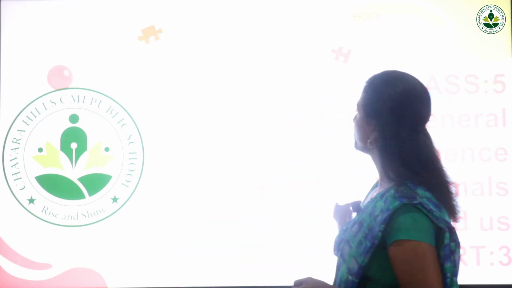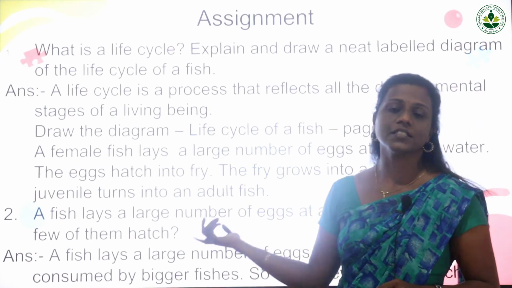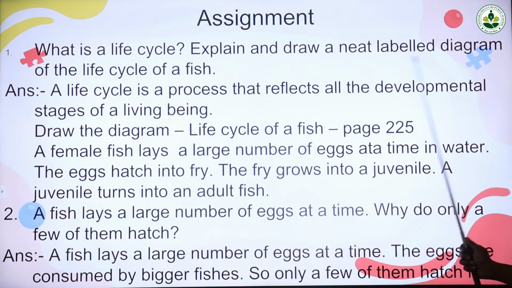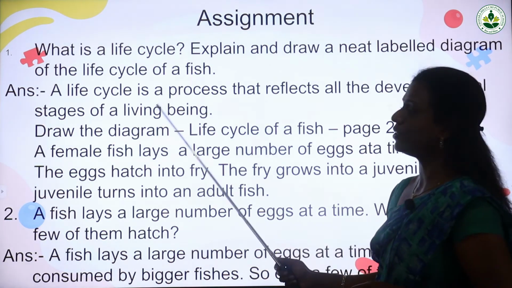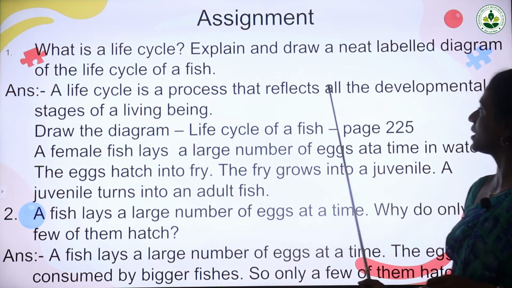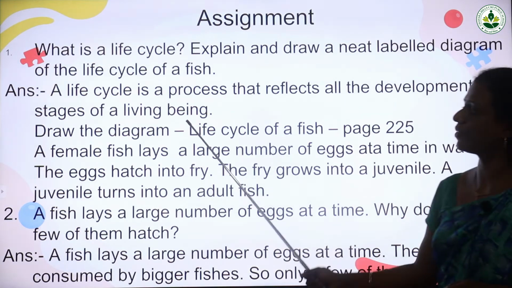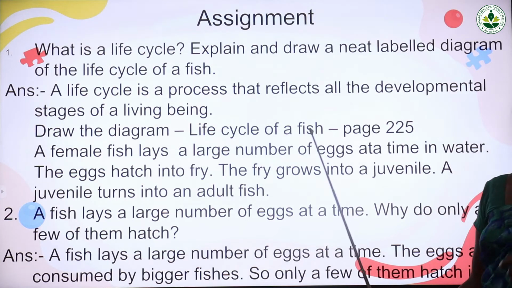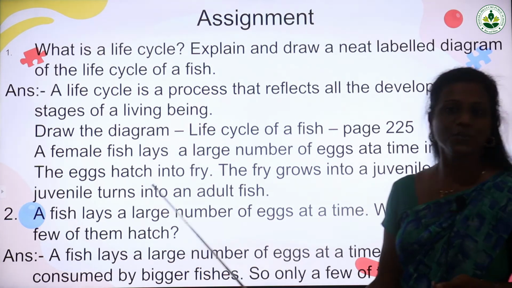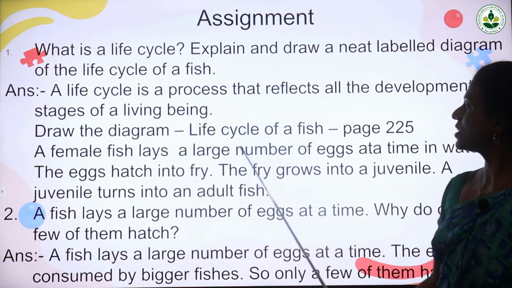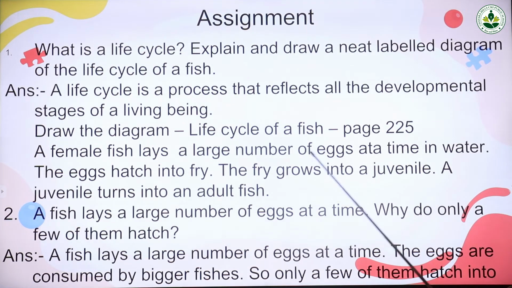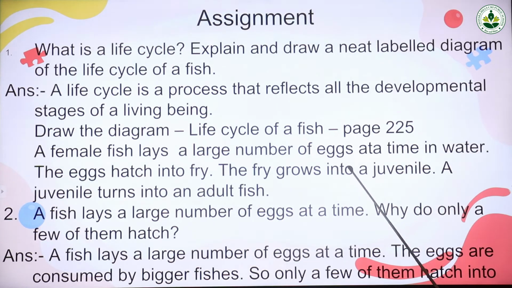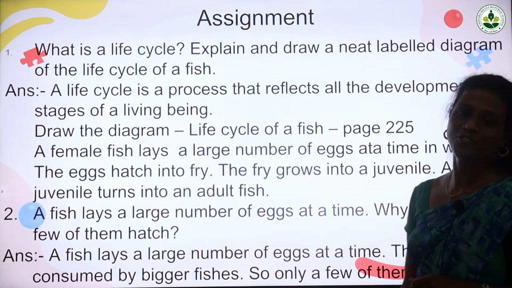So we can check now. This is about the last day's assignment. What is a life cycle? Explain and draw a neat labelled diagram of the life cycle of a fish. A life cycle is a process that reflects all the developmental stages of a living being. So draw the diagram, life cycle of a fish, refer to page number 225. A female fish lays a large number of eggs at a time in water. The eggs hatch into fry, the fry grows into a juvenile, and the juvenile turns into an adult fish.